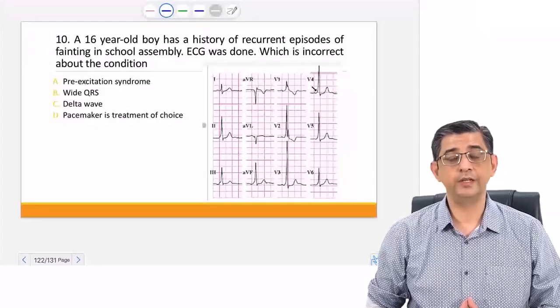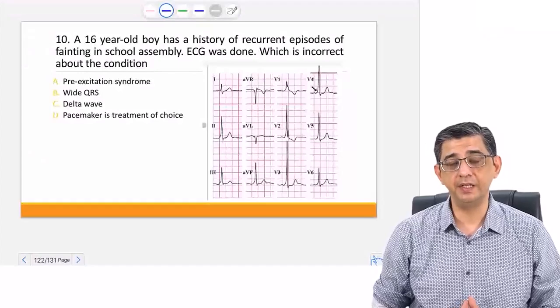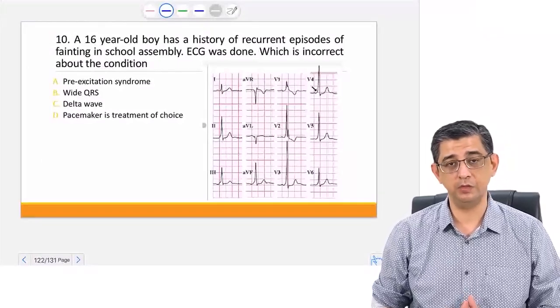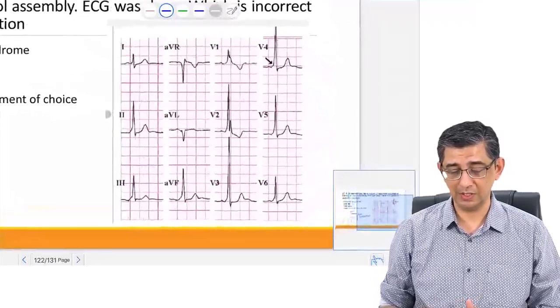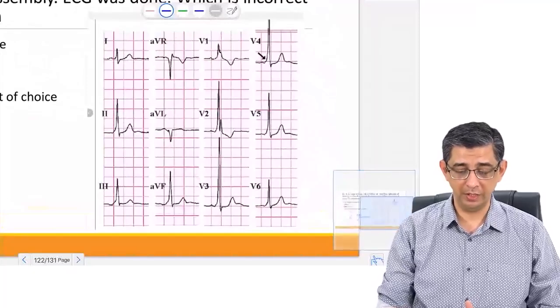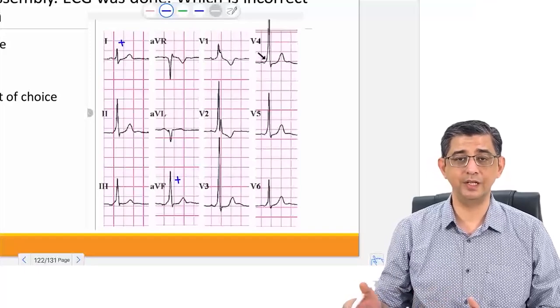Coming to the next question, it talks about a 16-year-old boy who has a history of recurrent episodes of fainting in the school assembly, and the ECG of the patient was done. What is incorrect about the condition? So let's focus on the ECG per se. The axis looks pretty normal. Lead 1 is positive, AVF is normal. Heart rate cannot be commented on because this is not a contiguous strip.